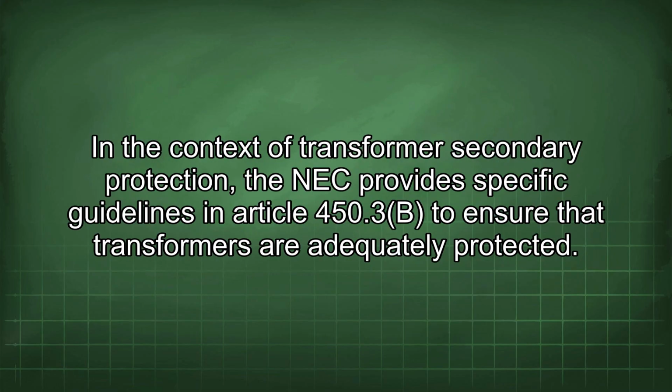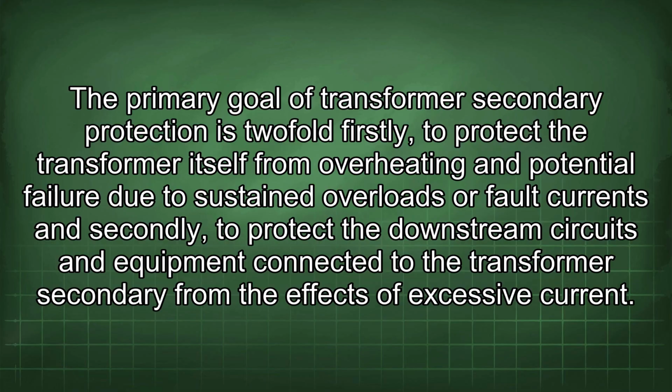In the context of transformer secondary protection, the NEC provides specific guidelines in Article 450.3(B) to ensure that transformers are adequately protected. The primary goal of transformer secondary protection is twofold. Firstly, to protect the transformer itself from overheating and potential failure due to sustained overloads or fault currents, and secondly, to protect the downstream circuits and equipment connected to the transformer secondary from the effects of excessive current.